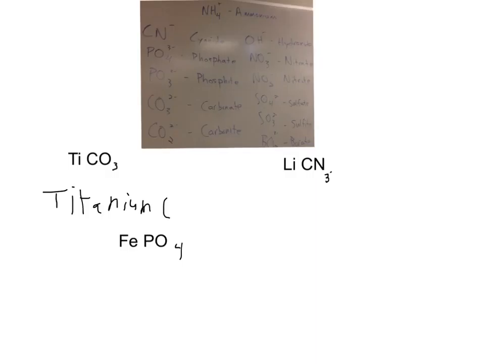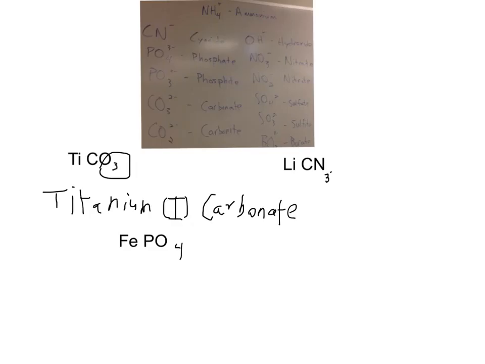And then CO, and we have to have that 3 right there. That's carbonate. So carbonate is just going to be carbonate. We have to have that little number there so we know what it is. And again, it's just going to be a 1 for the titanium, just 1 Roman numeral.